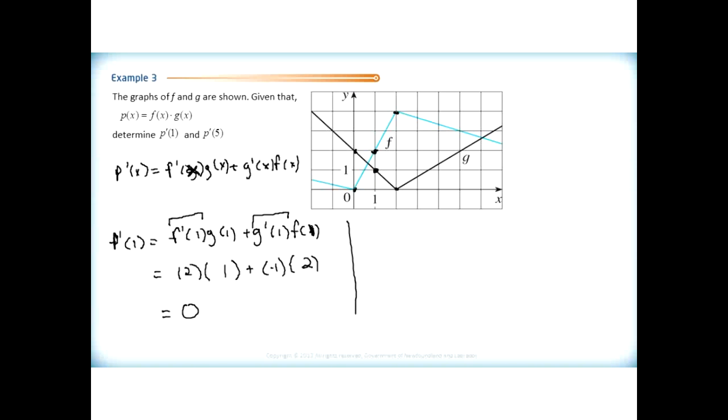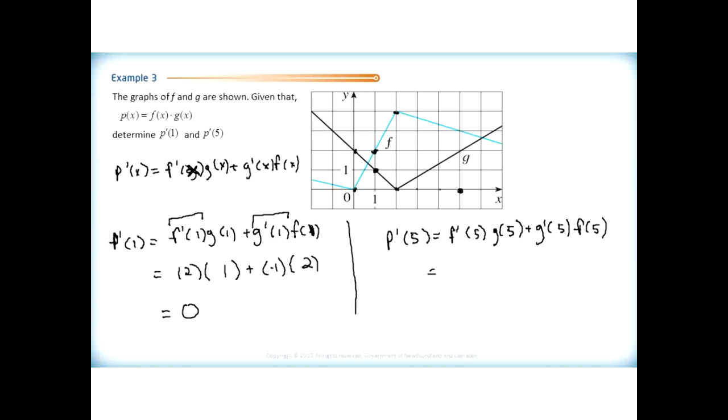Then we need to find p prime of 5. So p prime of 5. Let's see, 1, 2, 3, 4. We're over at the next value that's right here. So we want to get f prime at that point. We want g at that point. We want g prime at that point. And we want f there as well.